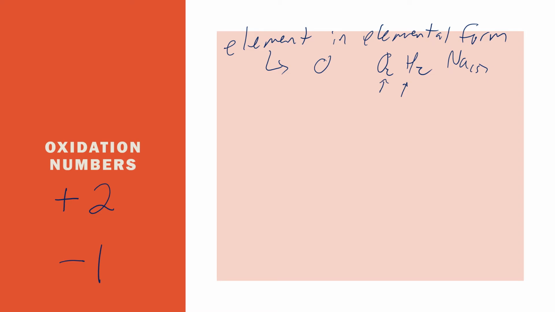The way that we remember those diatomic ones is Brinkelhoff. Okay, so those are the diatomic elements that you need to remember. Bromine, iodine, nitrogen, chlorine, hydrogen, oxygen, and fluorine makes Brinkelhoff. All of those exist in pairs, and all of those, if you see them, will have an oxidation number of 0.